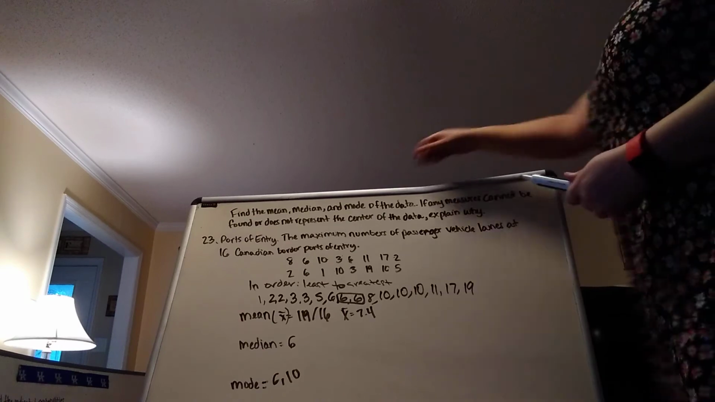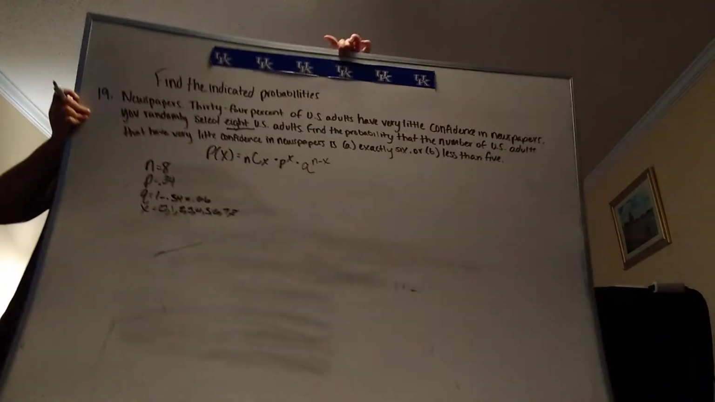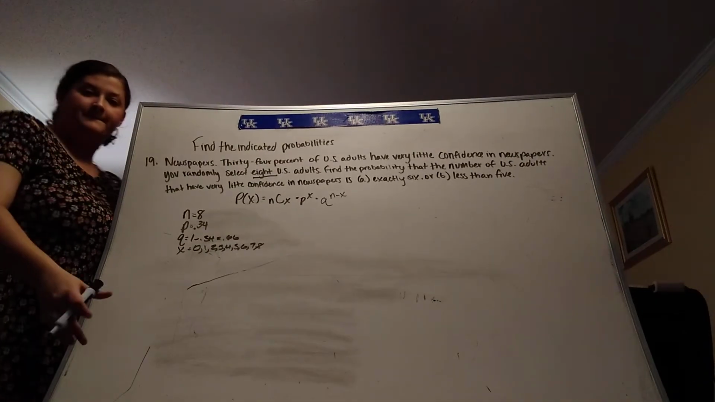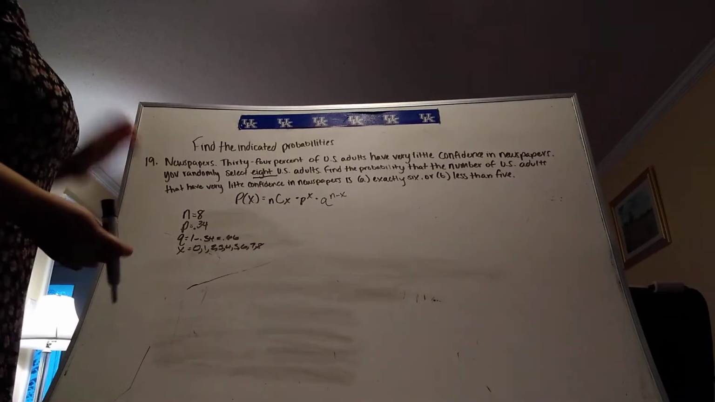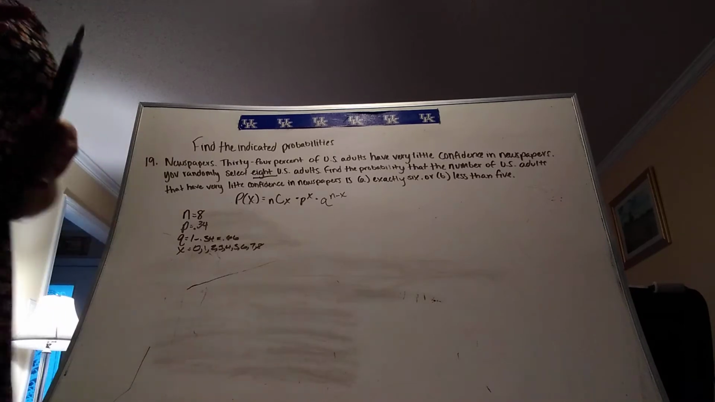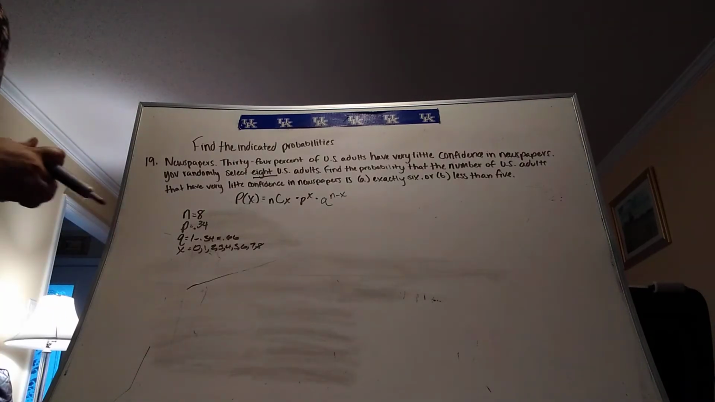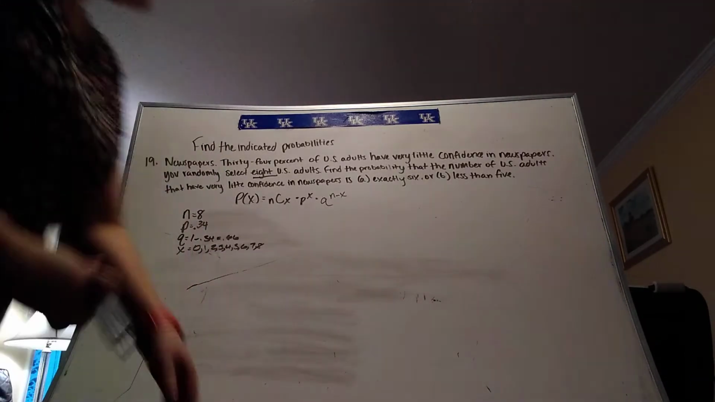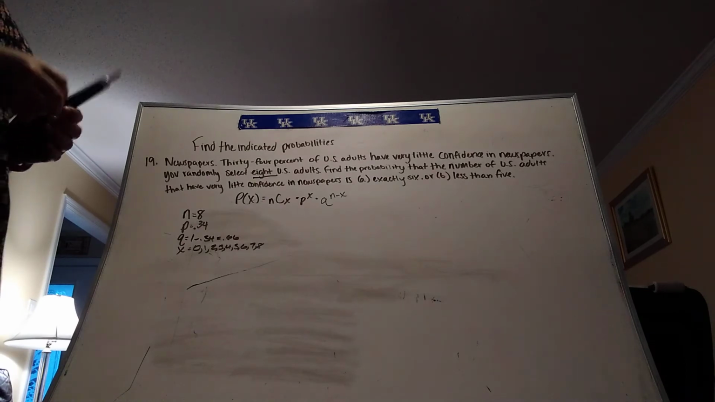Now let's move on to our next problem. Alright. This is problem number 19 from page 211. And it reads, find the indicated probabilities.